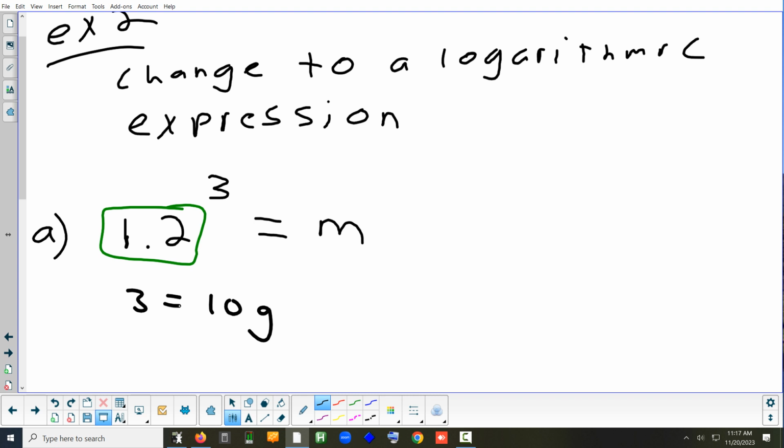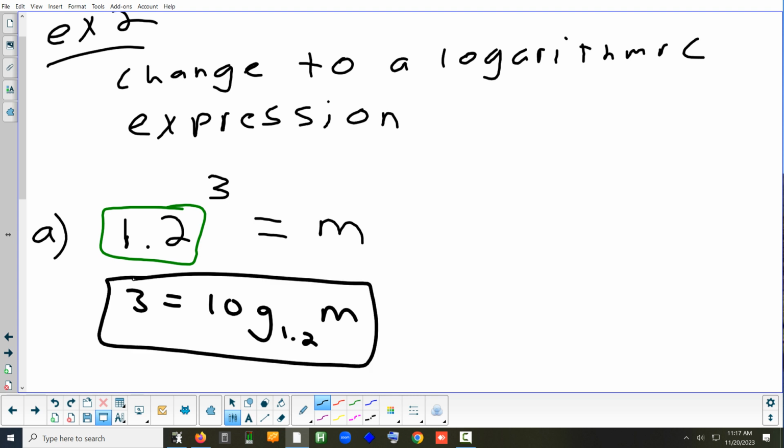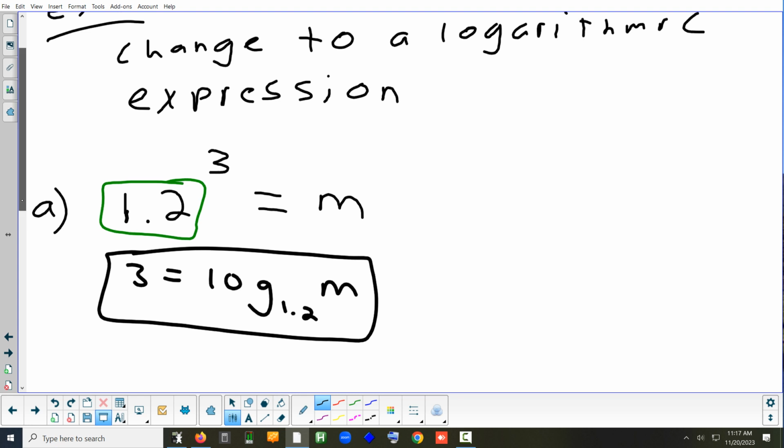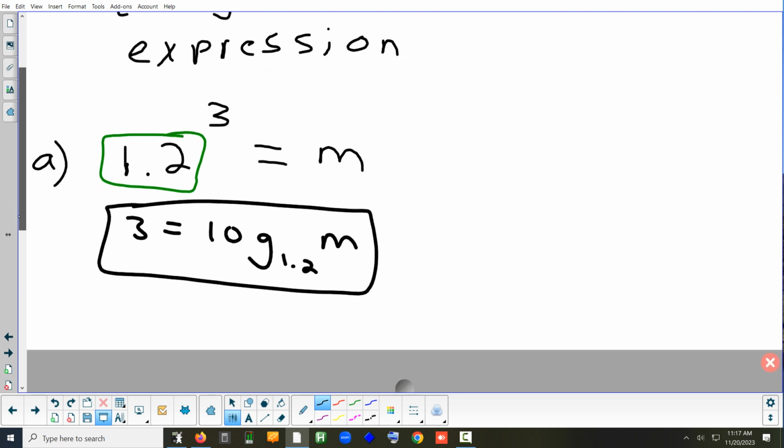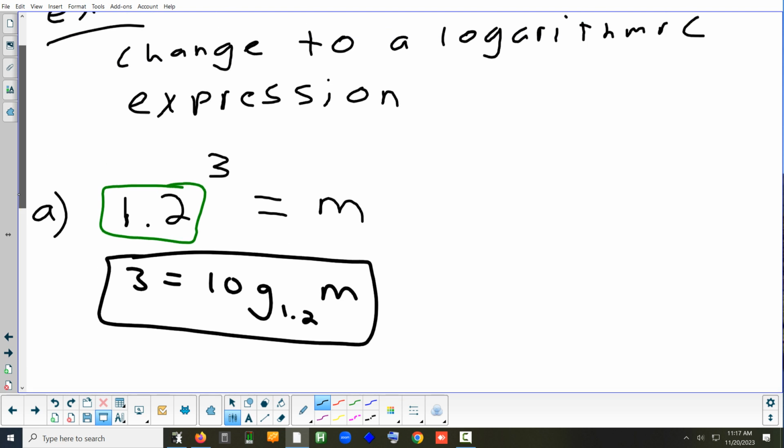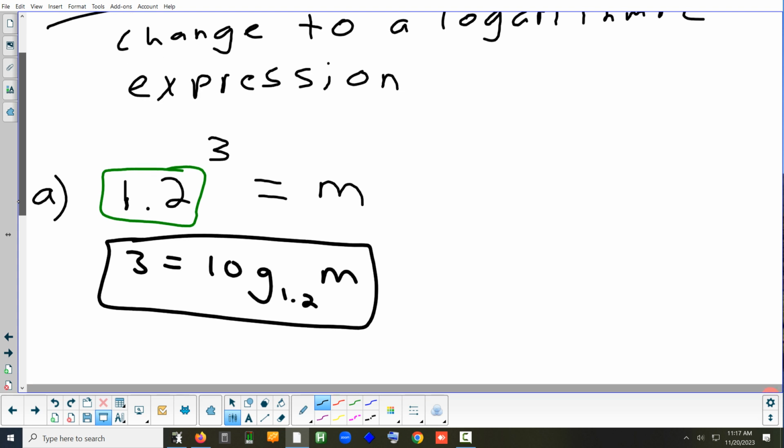What was the base on my exponential? 1.2. So that becomes the base on my log. And what do we call the thing that was by itself? The argument. So you're taking the log of m, and the type of log is a base 1.2. And that's it. You know what m would be? Yeah, since we have 2 of the numbers already, we can figure it out. It'll be 1.728. You don't have to find m in this case, but they might ask you to sometime.